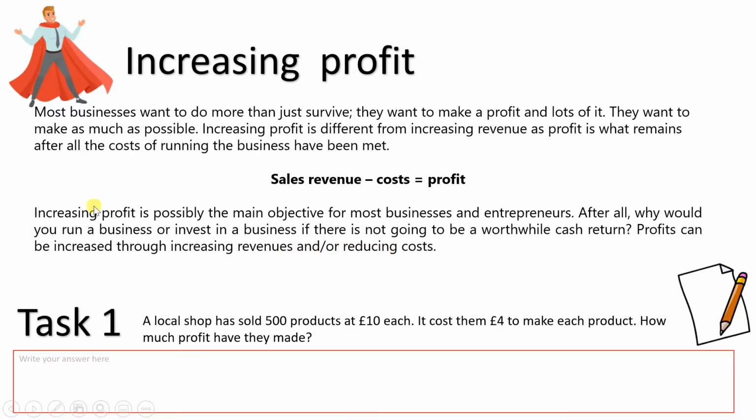Task 1. A local shop has sold 500 products at £10 each. It costs them £4 to make each product. How much profit have they made? So let's put that formula into action. You've got to calculate the total sales revenue, and then calculate the total costs, and when you've got those 2 total figures you subtract them and you have your answer. Write your answer with a sentence saying whether they have or haven't made a profit.